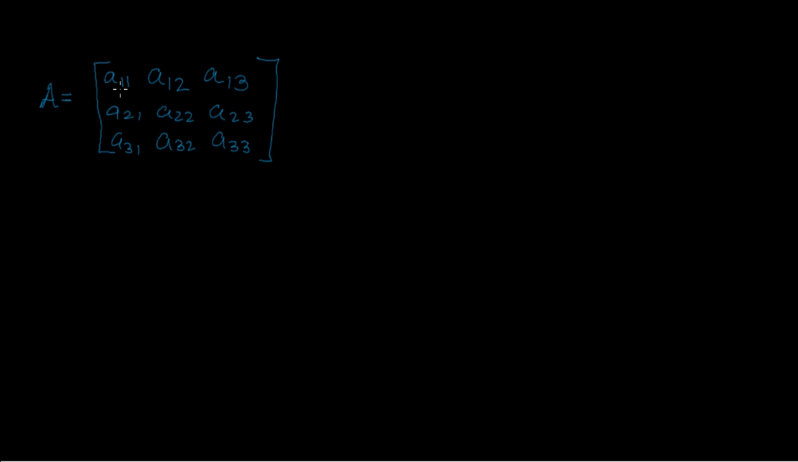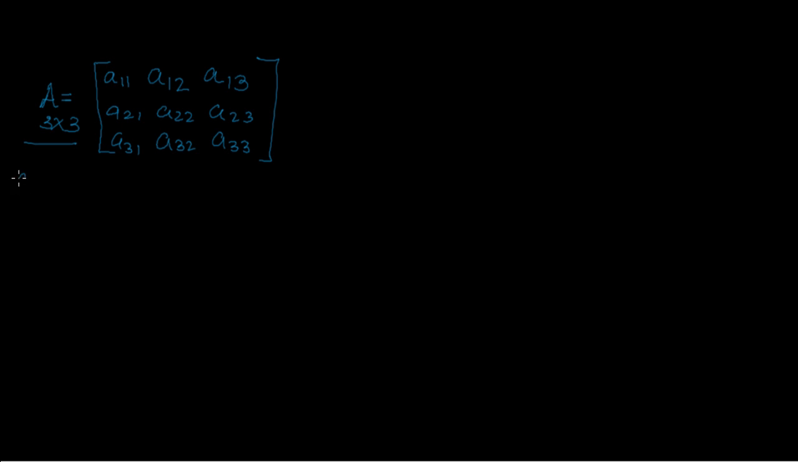A11 means first row, first column; first row, second column; first row, third column. The first number represents the number of the row, and the second number represents the number of the column. Second row, first column; second row, second column; second row, third column, and so on. So this is the rectangular matrix of 3 by 3. Basically it is a square matrix because of order 3.